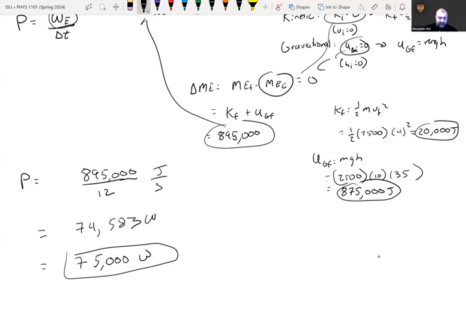But that is the number of watts in this thing. So that is how you would look at number 19 in the homework. So hopefully that makes sense.